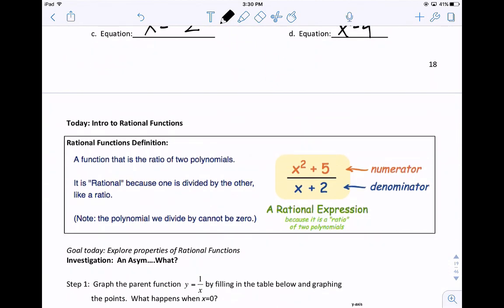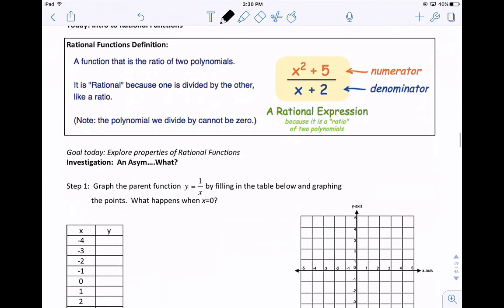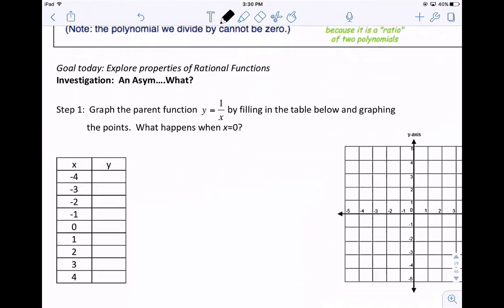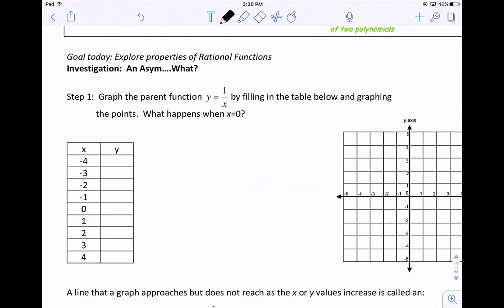Goal today, intro to rational functions. To review, a rational function is a ratio of two polynomials. Today we're going to learn what an asymptote is. So first, let's graph the function. Here's our new mother function for the rest of the unit, 1 over x. This is a rational function. It can be written as a fraction. So let's plug in and graph this.